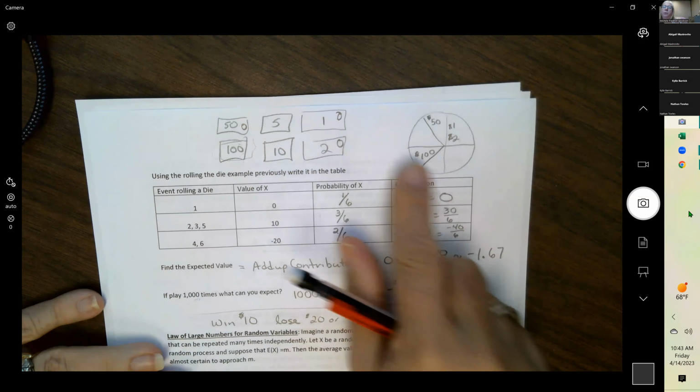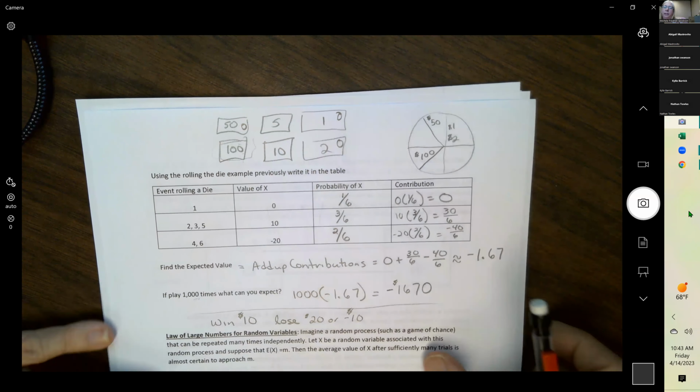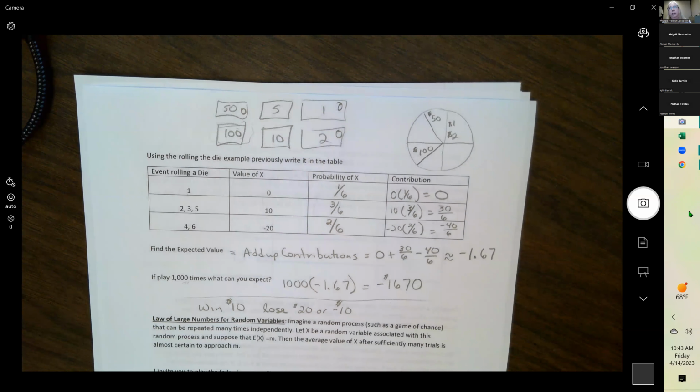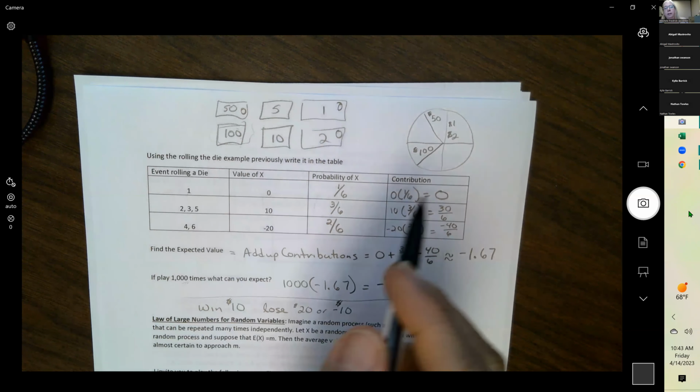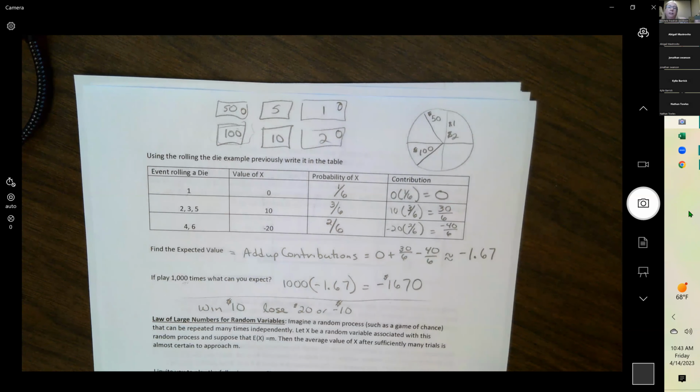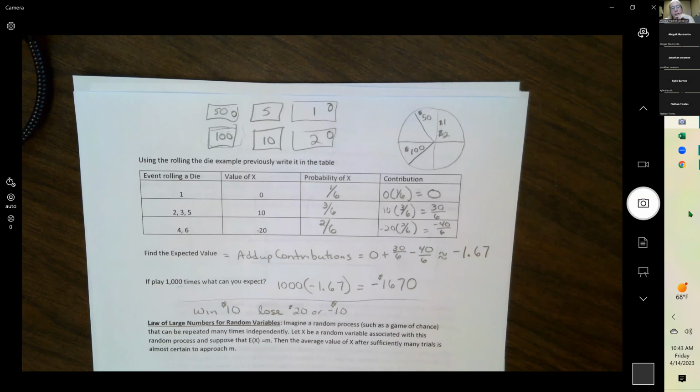So if you look for those wheels, you're not going to win huge amounts, but you're not going to lose huge amounts either. You can just sit there and play for a while and see what happens. Any questions on that?